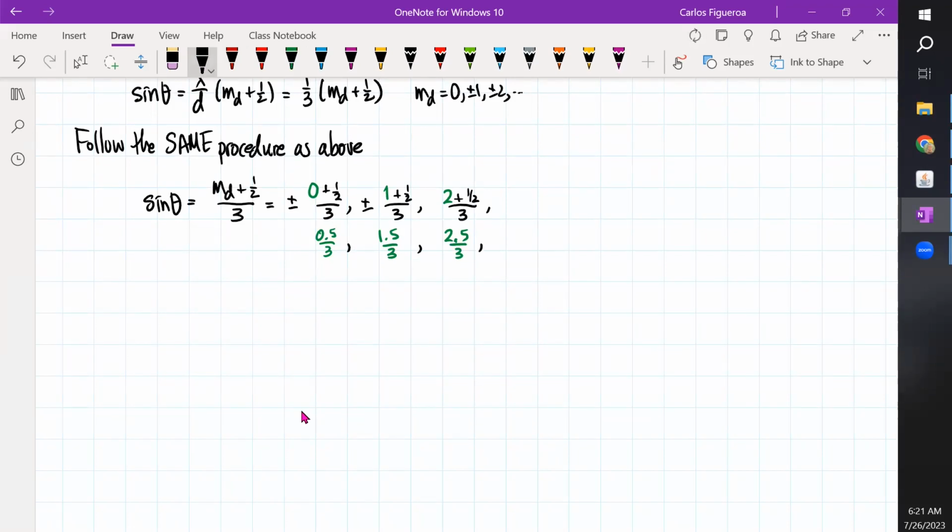And now when we get to 3 here, I get 3 plus 1/2 divided by 3. And you can see here that now I get 3.5 divided by 3. And you can clearly see that this guy has now exceeded sine of theta greater than 1. So this tells me that the maximum value of MD only goes to 2.